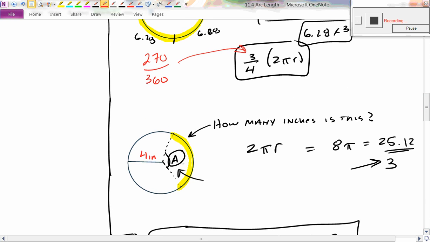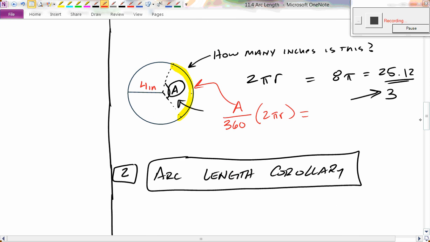So, this should have been A divided by what? 360 multiplied by 2 pi r. That would give you your arc length. And ladies and gentlemen, that is the arc length corollary. Okay, so arc length corollary. We're going for it right now. Box number 2.